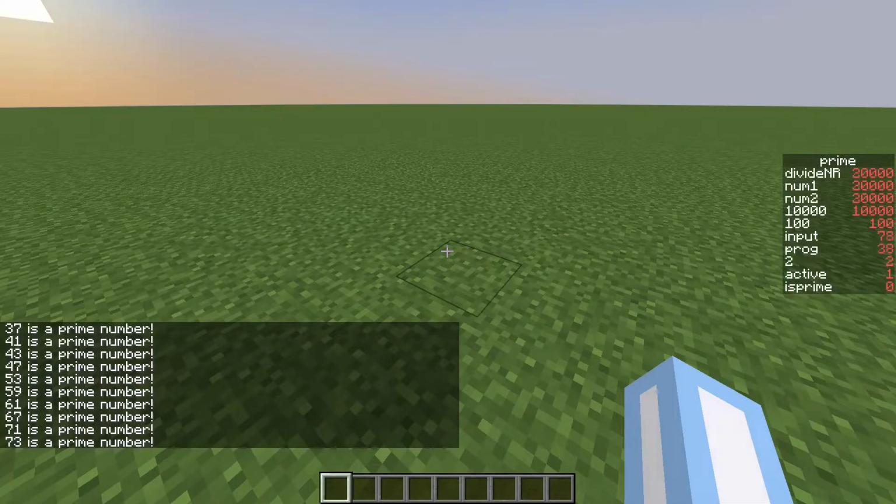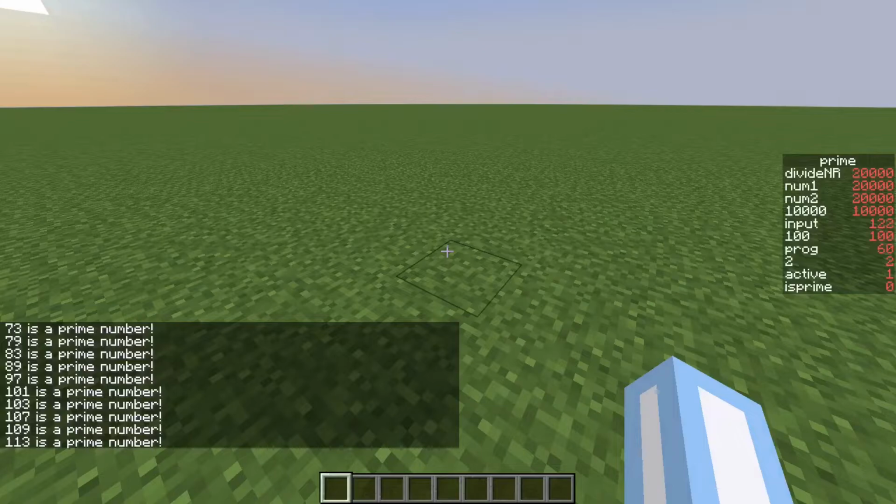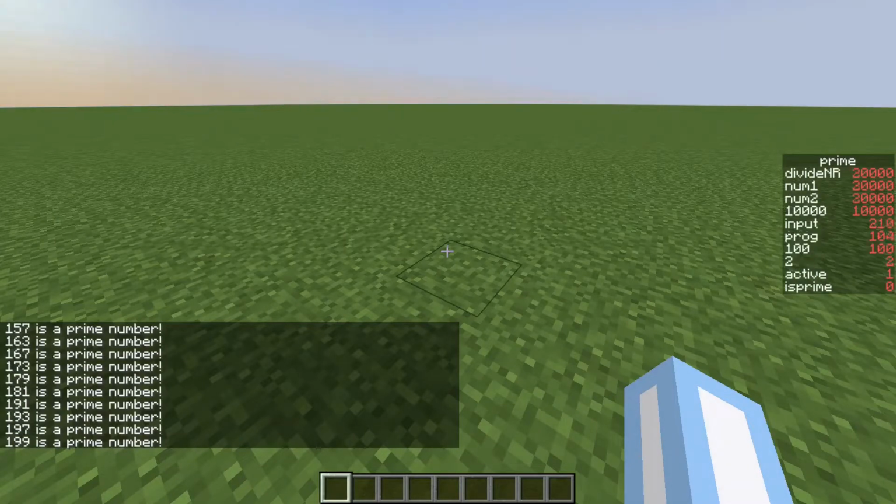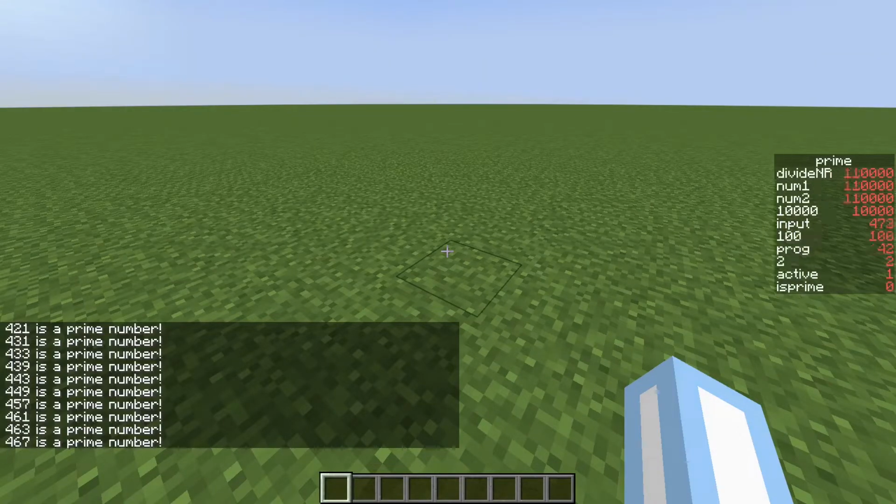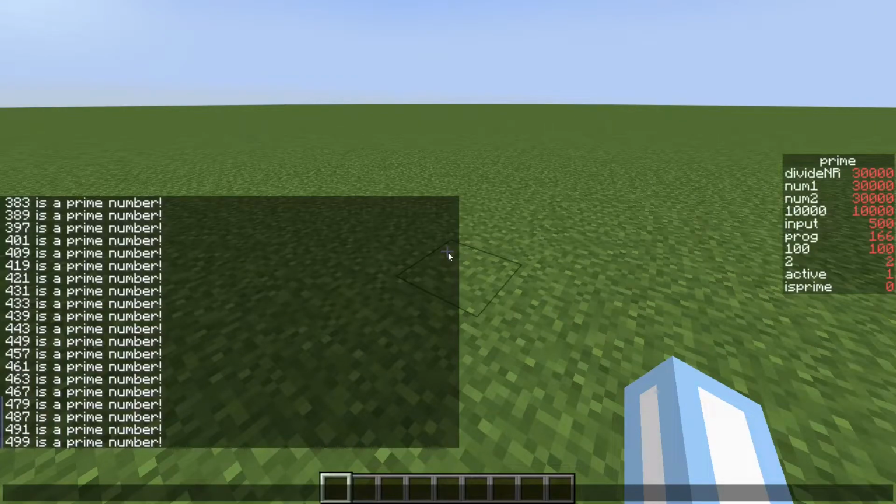So according to the internet, there should be about 95 prime numbers between 1 and 500. So I'll let it generate the list, and then I'll show you a copy I made of it and pasted in Discord, and we'll see how many there actually are. So as you can see, it's skipping over the ones that aren't prime numbers.